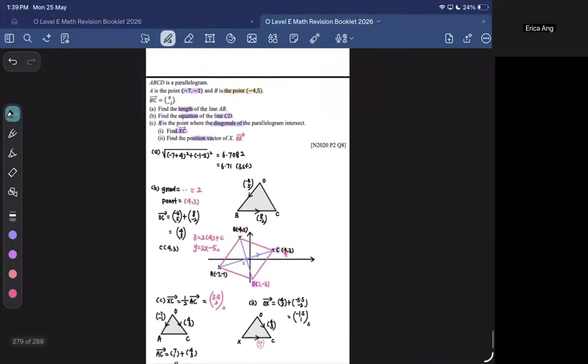So it's a mixture of coordinate geometry together with your column vectors. Coordinate geometry and vectors. So very common, they like to test parallelogram, okay?